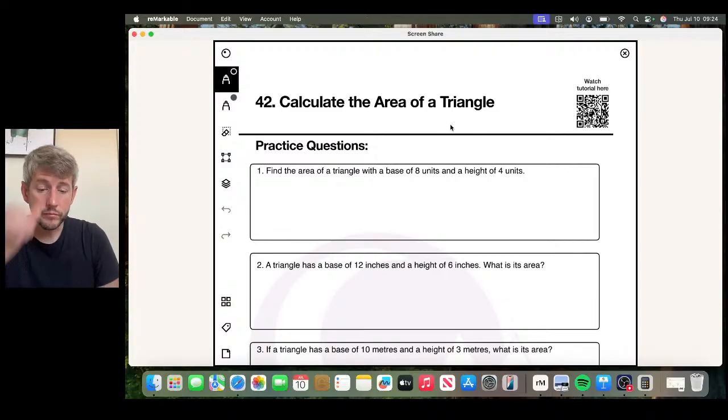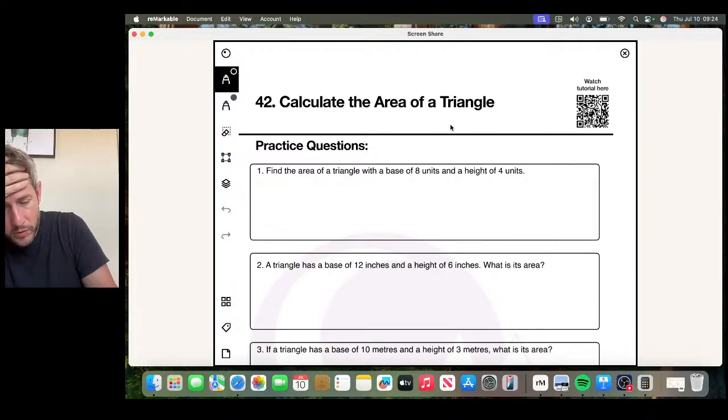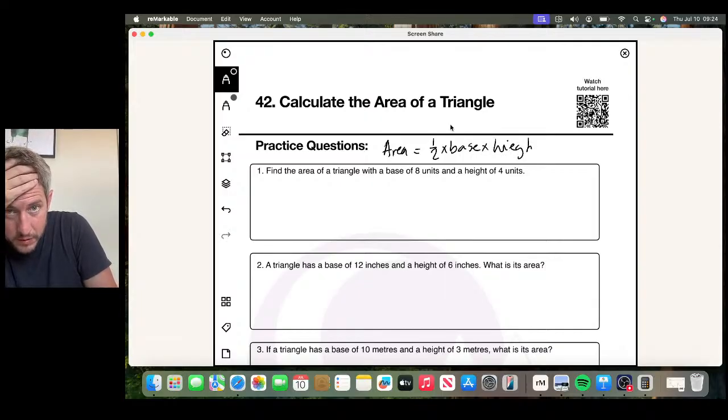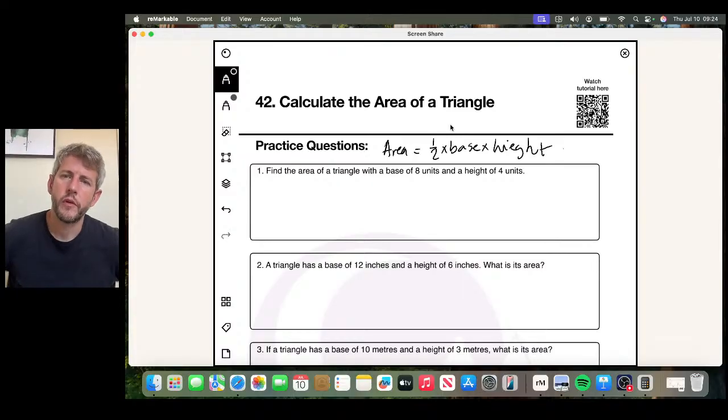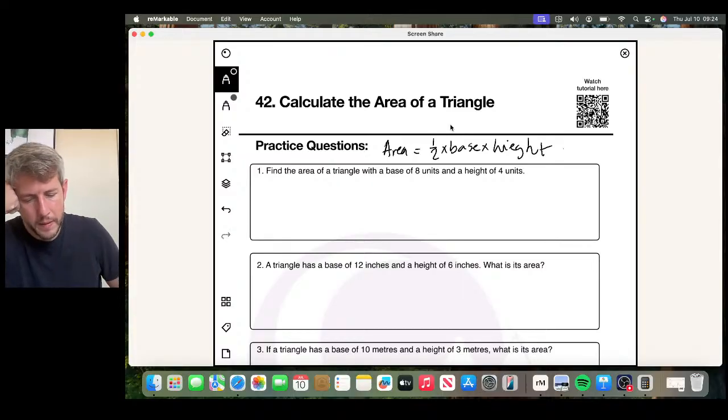Right, area of a triangle. Calculate the area of a triangle. Area of a triangle equals half times base times height. Okay. So find the area of a triangle with a base of 8 units and a height of 4 units.